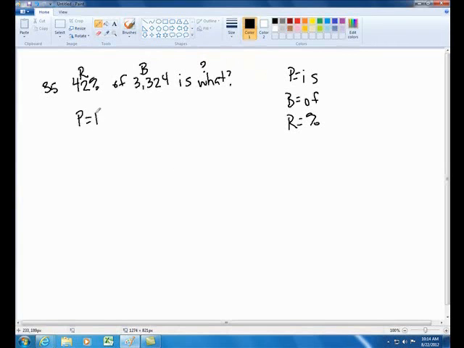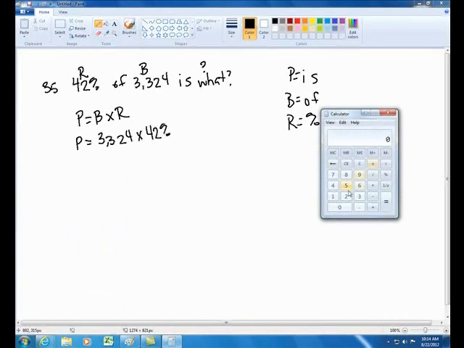So, I write my formula. Percent equals base times rate. Then I fill in the blanks of what I know. I do not know my percent, but I know my base is 3,324, and I know my rate is 42%. So if I can find my calculator, there we go. I'm going to just solve the equation.